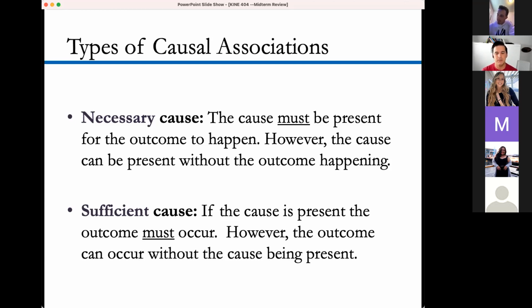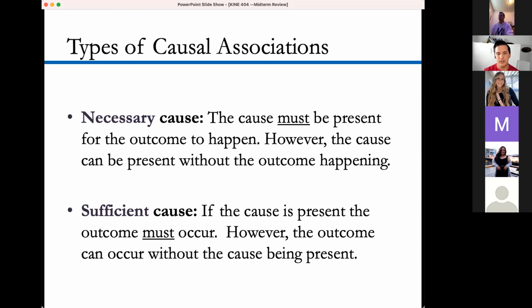Necessary and sufficient, meaning that if the cause is present, if the determinant is present, the disease is always going to happen. Necessary but not sufficient, meaning that in order for the disease to happen, the cause must be present, it's necessary, but just having that cause present is not enough to lead to disease. Something else must be at play.